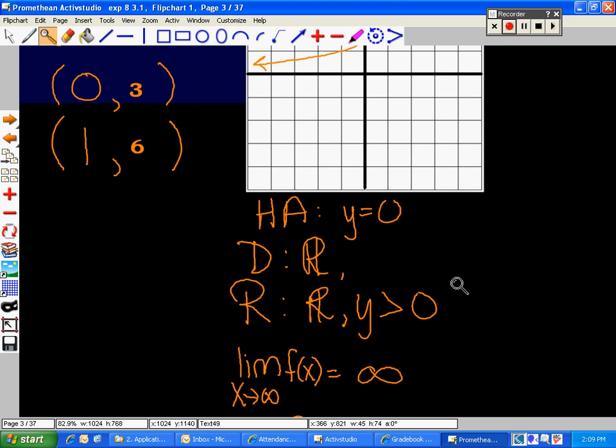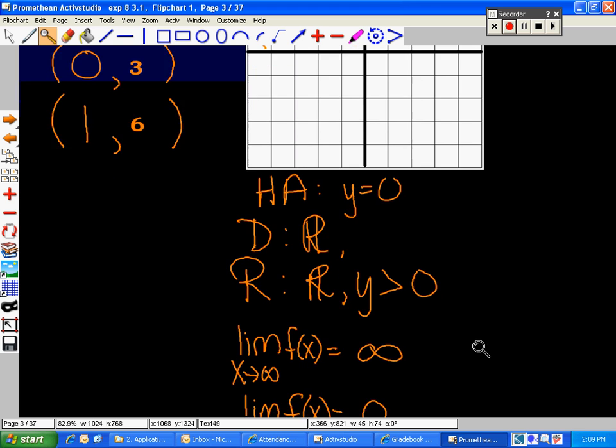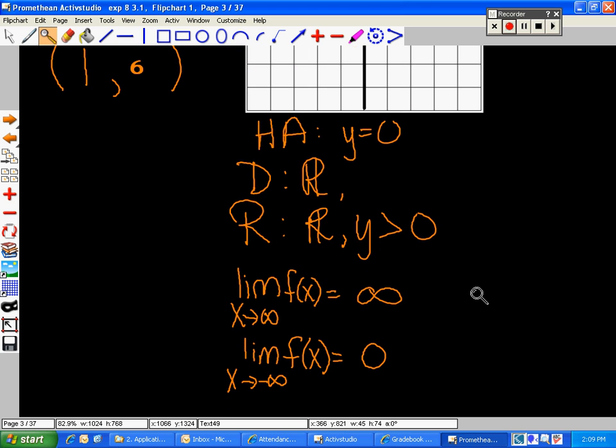The limit as x approaches infinity is infinity. As we go to the right, the graph goes to infinity. The limit as x approaches negative infinity is 0. As we go towards the left, the graph goes towards 0.